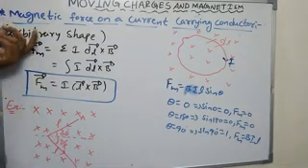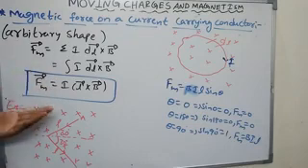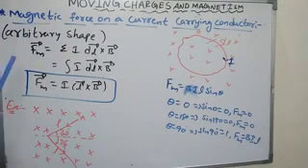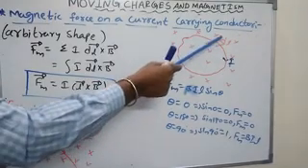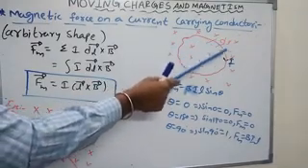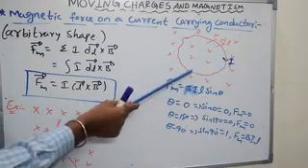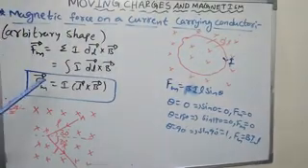Suppose the given conductor is of arbitrary shape, meaning any shape, not a straight conductor. In that case, how can we calculate the magnetic force on a current carrying conductor? For that, you divide the given conductor infinitesimally into small elements, dl, dl, dl, like that, infinitesimally.